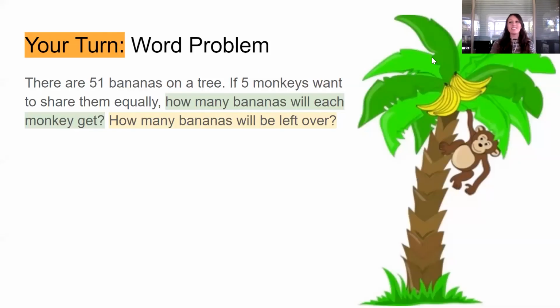Awesome job, guys. Give yourselves a pat on the back. You did a wonderful job doing this word problem on your own. Let's go over the answer now. There are 51 bananas on a tree. If 5 monkeys want to share them equally, how many bananas will each monkey get? And how many bananas will be left over?